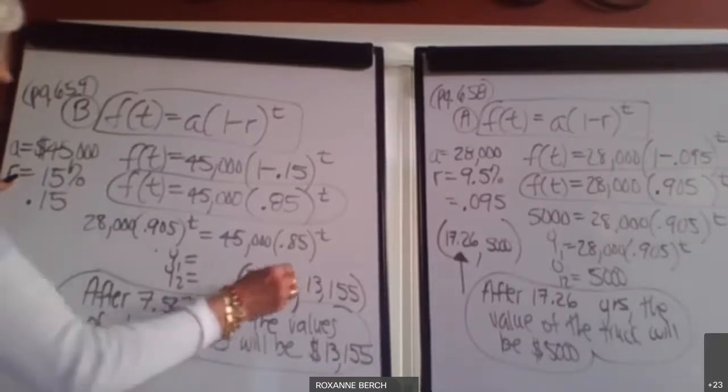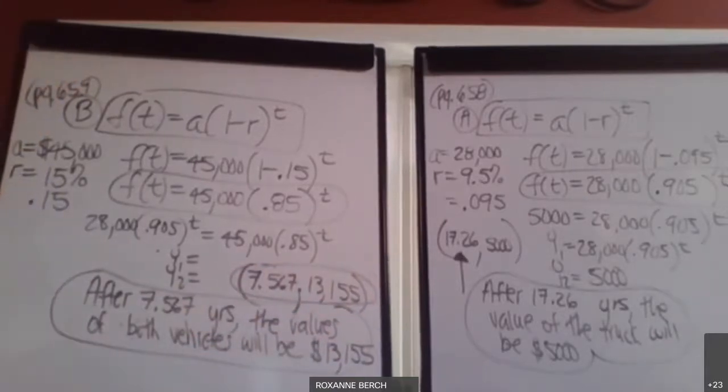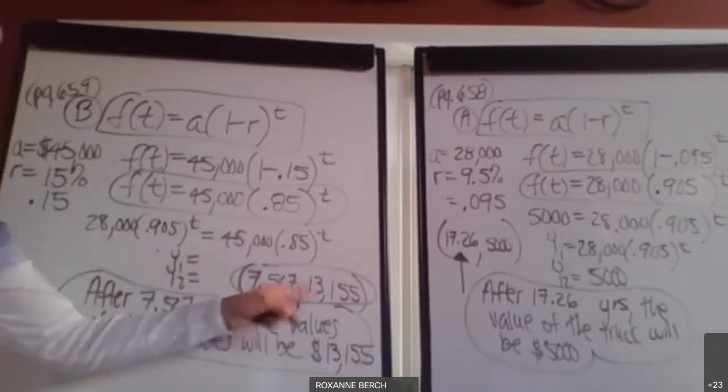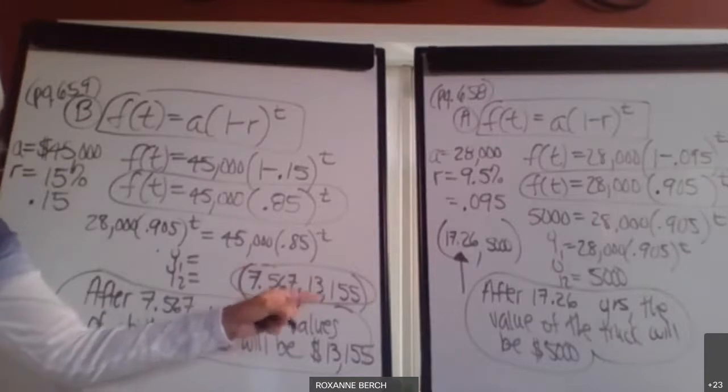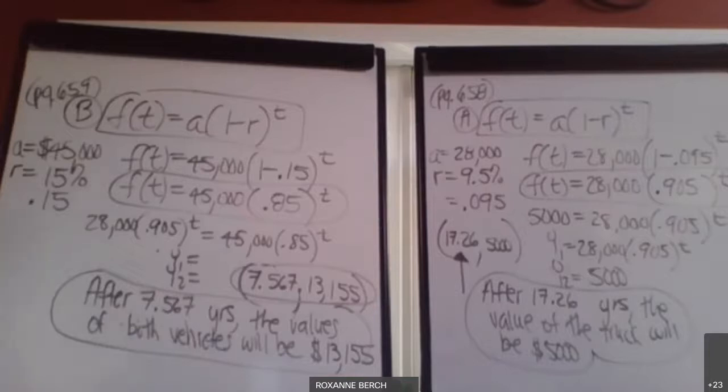So we actually used the whole intersection to answer this problem. The first number, remember, is t, time. And that number right there is telling you, since we equated them, when both cars will be the same value, and that's $13,155.